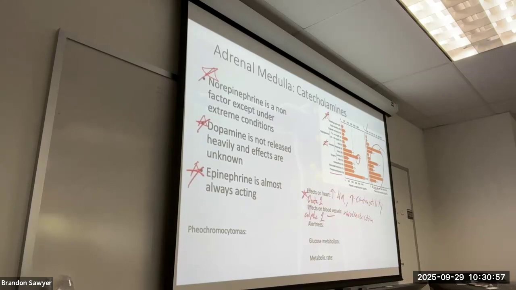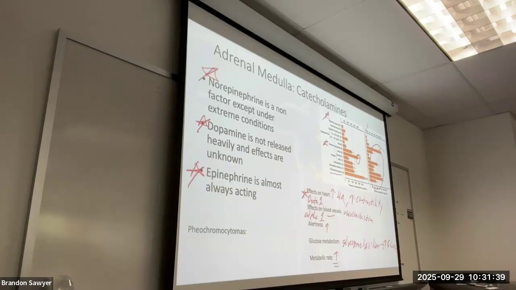Obviously, alertness is going to increase. Glucose metabolism: we're going to get glycogenolysis in the liver, which is going to increase blood glucose. We're breaking down that stored glycogen in our liver when we're stressed out, and that's going to lead to an increase in blood glucose levels. So we have more of that available when we're stressed. And this is also obviously going to increase our metabolic rate as well.